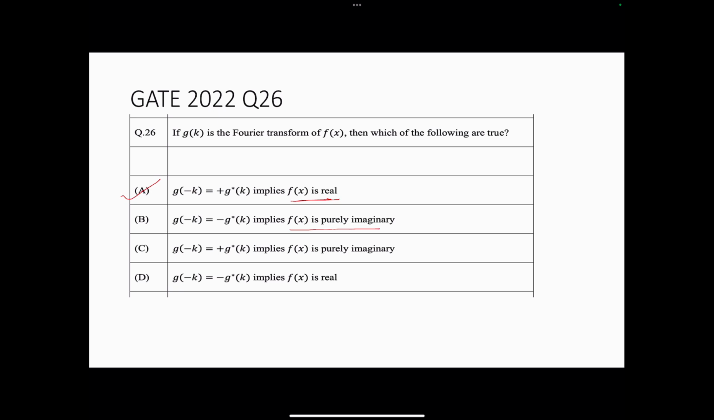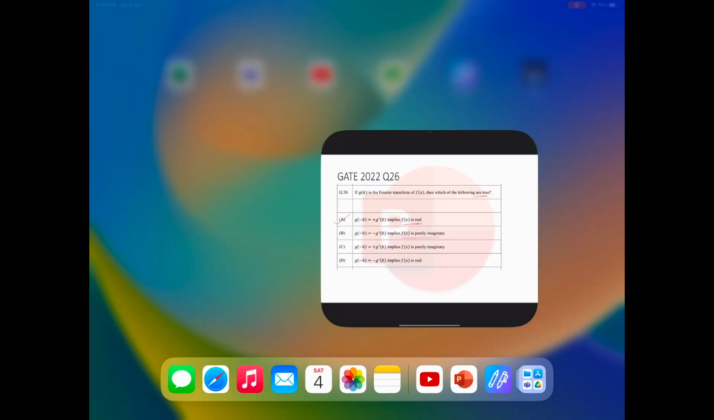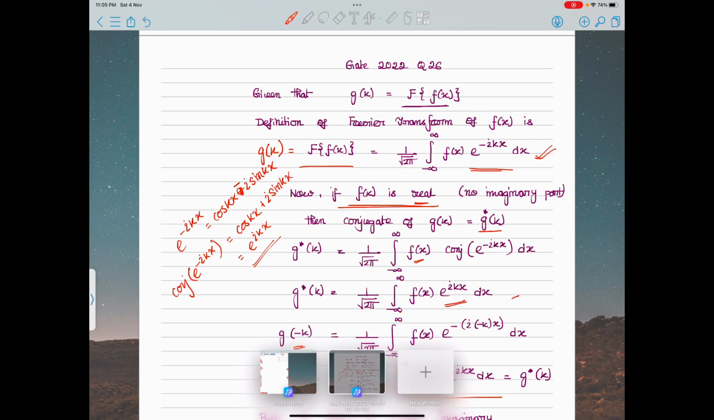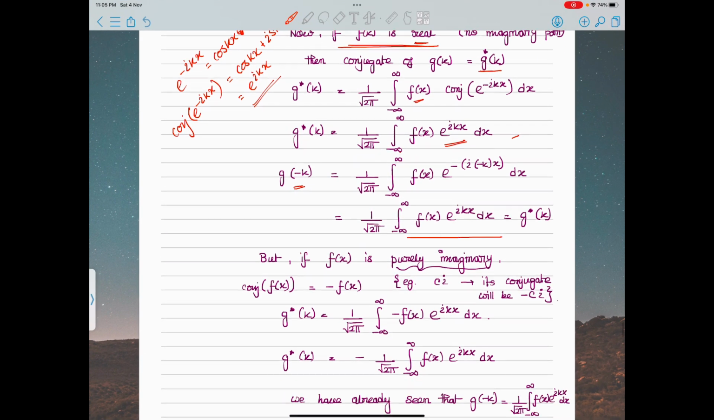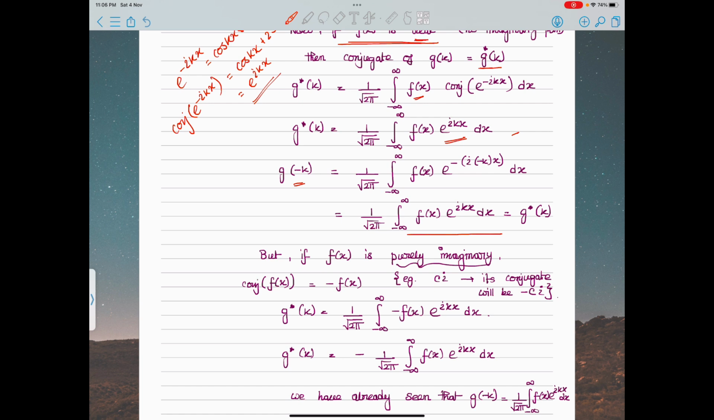Let's see, because it is given which of the following are true, more than one option might be correct. So let us check the other condition, when f(x) is purely imaginary, because these are the two conditions which are given in the options. If f(x) is purely imaginary, it means some constant or some function times iota only. There is no real part.